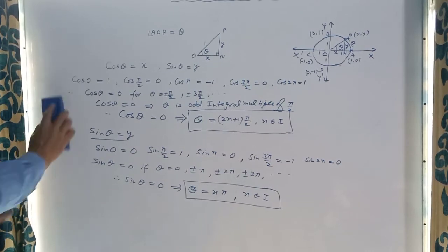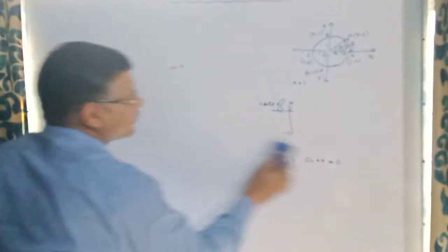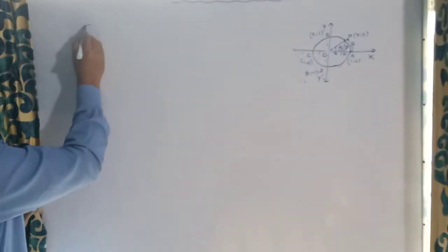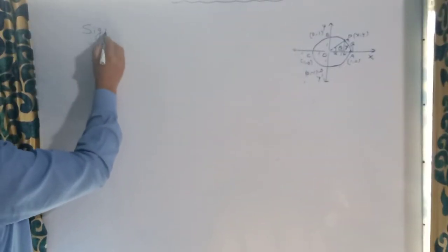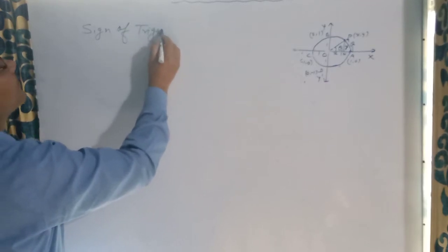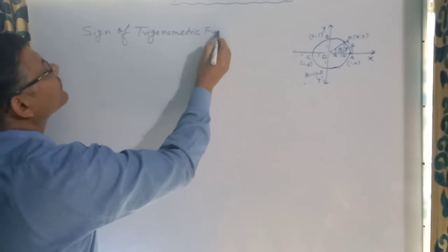Again we can get the sine. So now we are supposed to deal with the signs of trigonometric functions.